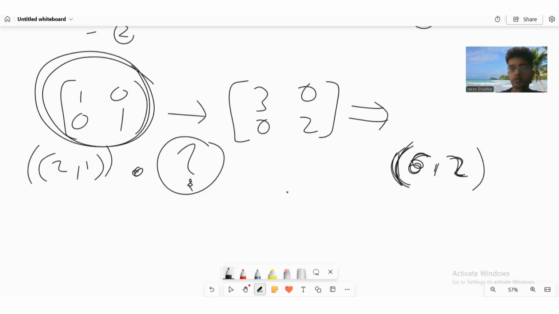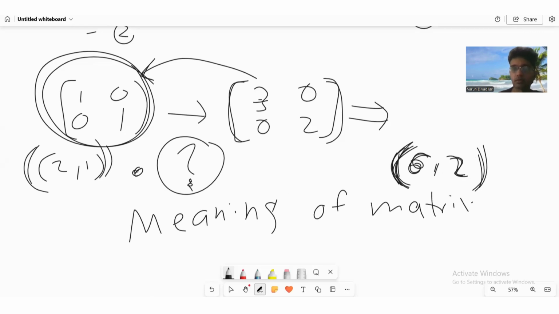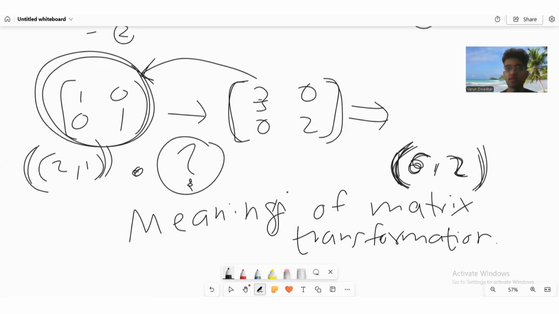All right. So if you transform this point 2, 1 by applying the matrix transformation 3, 0, 0, 2, the coordinates of the point with reference to the original coordinate system become 6, 2. That's the meaning of a matrix transformation. Clear? Right? I hope this is easy to understand, right?